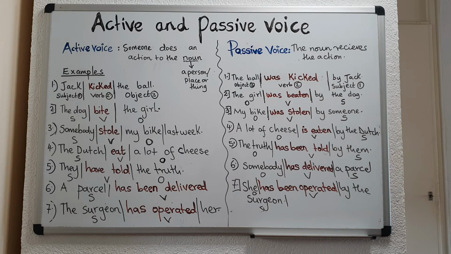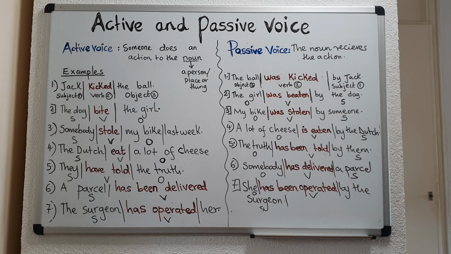Now, the other thing you have to be very careful about is the tense. If you look at the tense in the first sentence, look at the verb. The verb is kicked. So that is the past tense. Jack kicked the ball. It is very important that you pay attention to the tense of the verbs, because when you change the sentence from active to passive, then you have to do something to that verb. Okay? The dog beat the girl. Once more, that's the past tense.